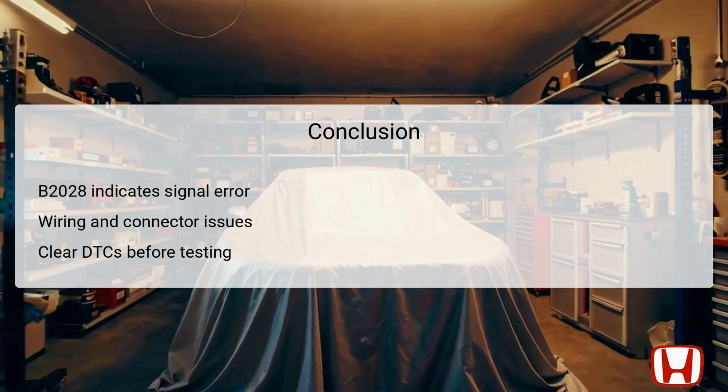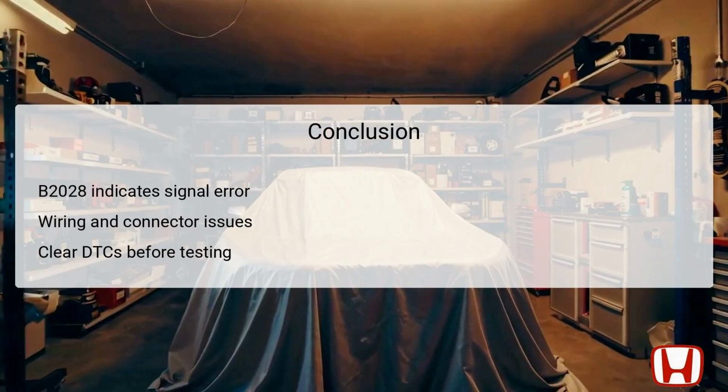The B2028 diagnostic trouble code indicates a critical signal error related to the left power sliding door remote control switch. This code highlights potential wiring issues, faulty remote control assemblies, or poor connections that could interfere with the door's operation. Thorough troubleshooting involves a structured approach, starting from clearing the diagnostic trouble codes and ensuring systems are correctly reset, through to checking continuity and repairing any identified faults. Each step is tailored to provide clarity and ensure an effective resolution of the issue at hand.